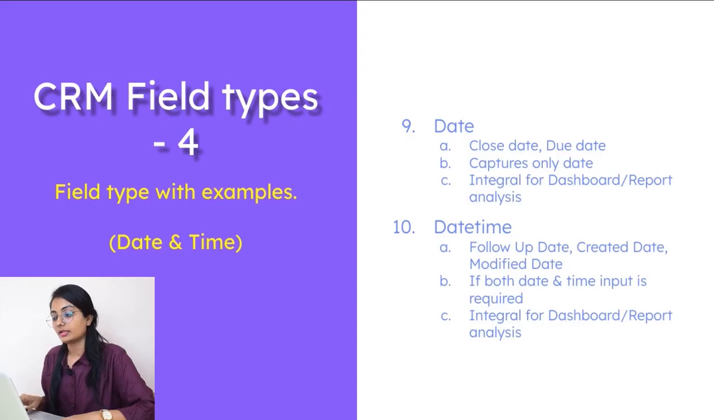Similarly, whatever is the system generated field, for example, created date or modified date. So, the input that is entered in all these fields, like when this record was created, there the date as well as the time is important because I want to know specifically at what time this lead or this opportunity was created in the system. Again, date and time type of fields are also integral for dashboard reporting analysis.